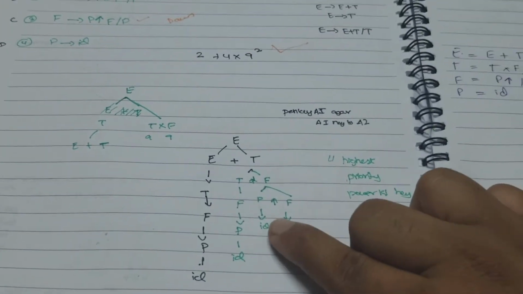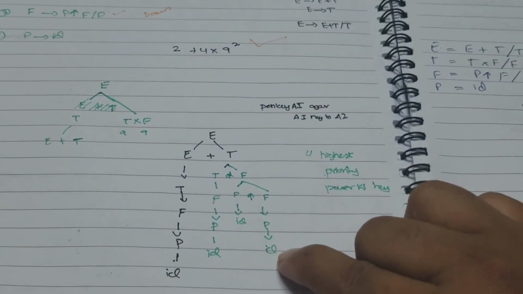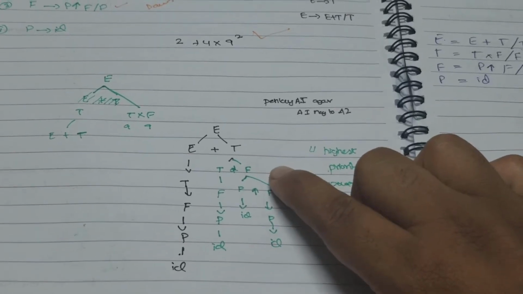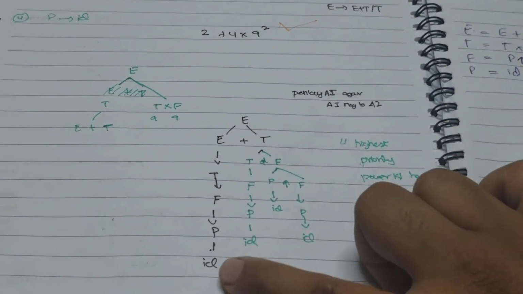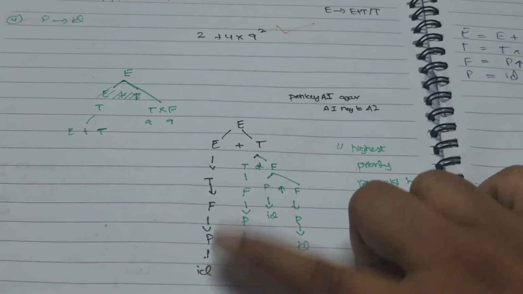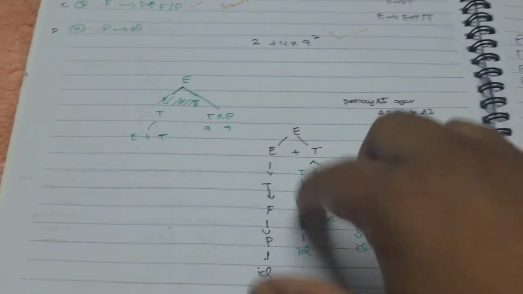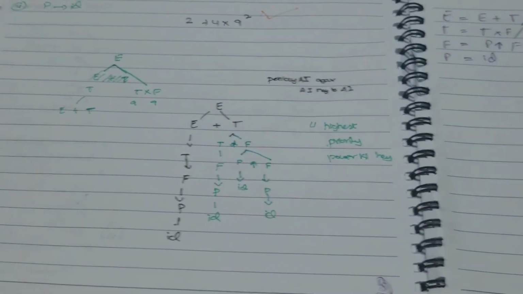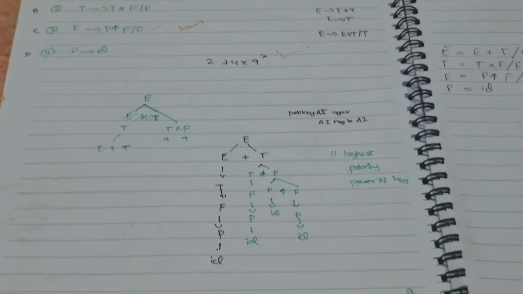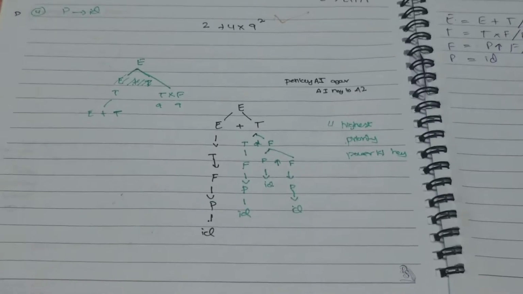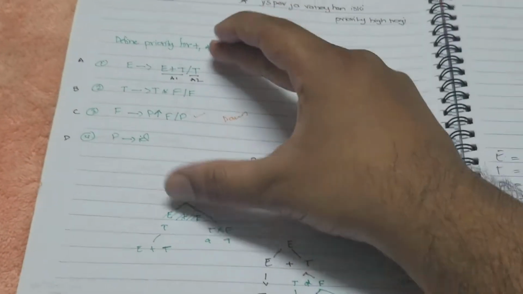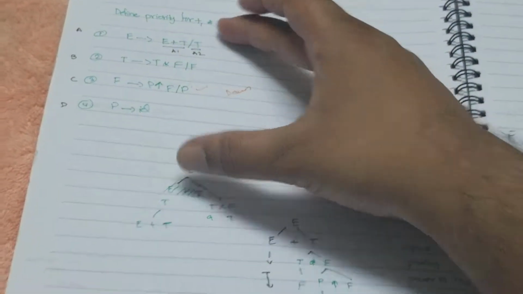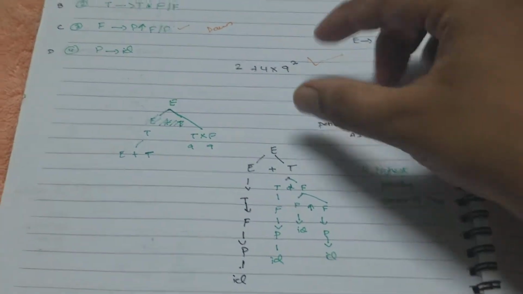Now 9 squared is 81. 81 comes in over here, and let's say this expression is 2 and this expression is 4. Whatever answer comes in will be stored in the E above. So you're getting the idea of what this is all about: having these rules and making a tree out of any given expression.